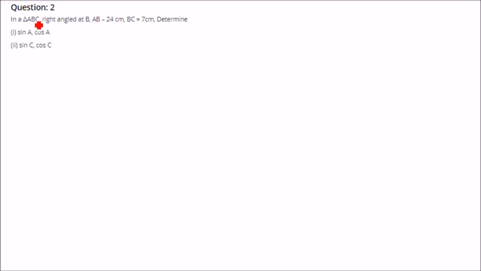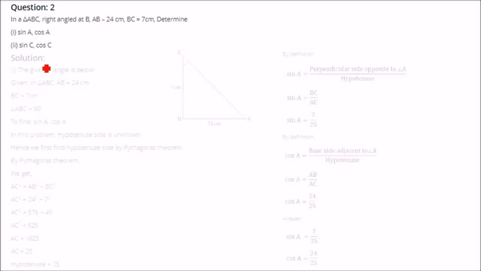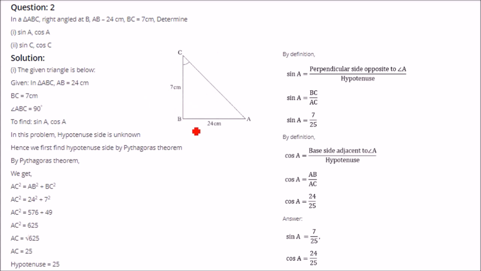Next is, in a triangle ABC, right angle at B, AB is given, BC is given. Determine sin A, cos A, sin C, cos C. So here is a triangle. The triangle is right angle at B, so this is a right angle. And AB is given as 24 and BC is given as 7.